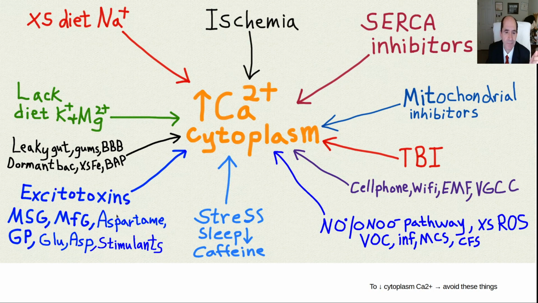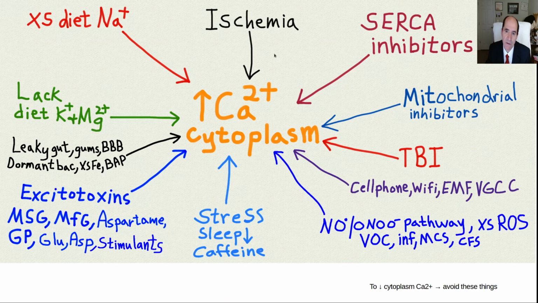Here are the excitotoxins. Here's MSG. Here's MFG, manufactured free glutamate, monosodium glutamate, aspartame, glyphosate. Aspartame, I got two aspartames in there. Stimulants. Leaky gut causes problems. Leaky gums cause problems. Then you get postprandial endotoxemia with subsequent amyloid clotting. And then you get activation of the microglia, and that activates all these harmful brain pathways due to neuroinflammation. If you're not eating a low-fat vegan diet, you're going to be low in potassium and magnesium probably.